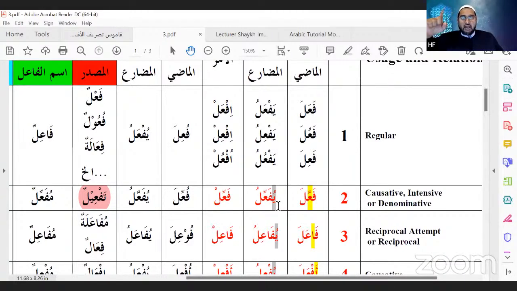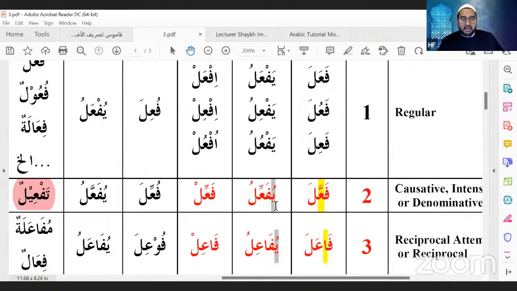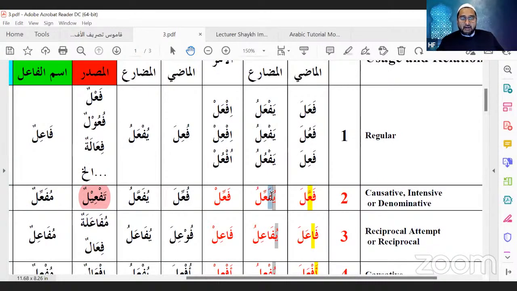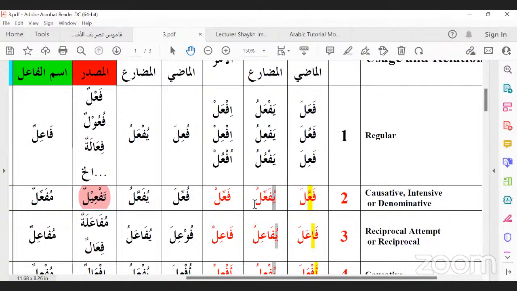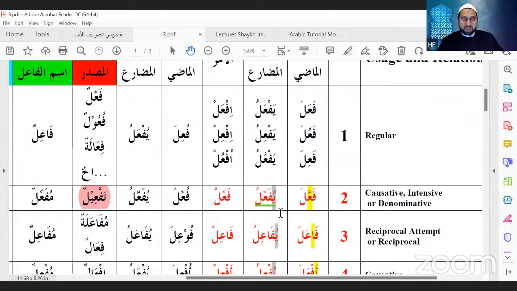That's one of them, and the third one, which you may have noticed, is that the fa here is not coming with a sukoon. That is a really important one. Why is it so important? Does anyone know why? For the imperatives? MashaAllah. Thank you ever so much.